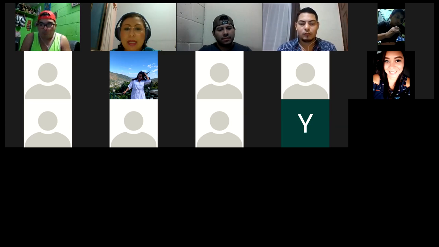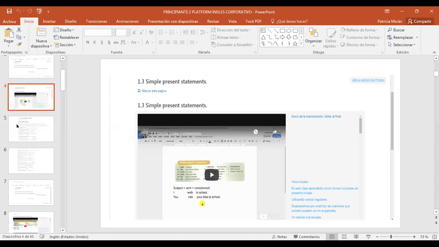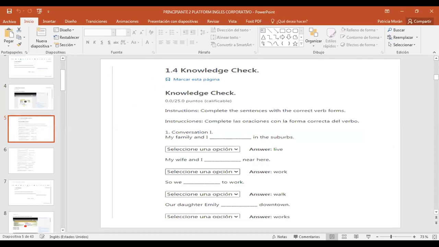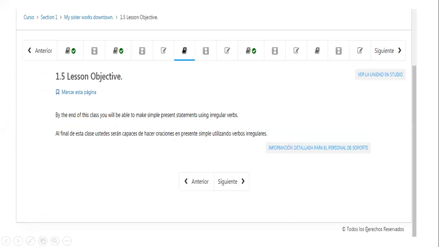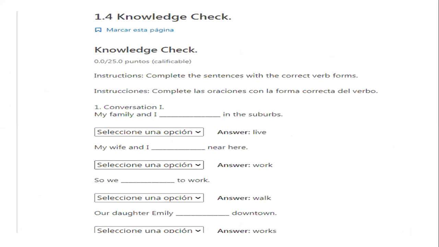En los minutos que nos quedan, quiero regresar a la parte de la plataforma. And I want to show you, quiero mostrarles cómo son los famosos knowledge check que necesitamos ir llenando, ¿verdad? Por ejemplo, cuando llegamos al 1.4, ya tenemos el primero. You have the instructions there and it says complete the sentence with the correct verb form. Y ahí usted tiene varias opciones, ¿verdad? Yo ya de una vez saqué la respuesta porque sabía que no me iba a quedar mucho tiempo.